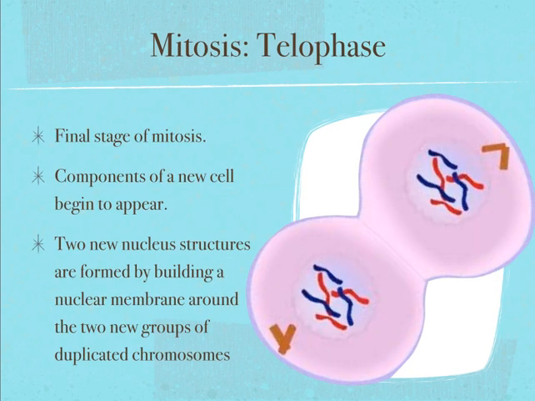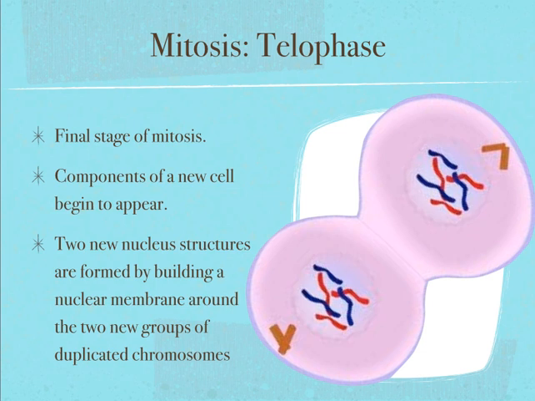Moving on to telophase. Telophase is the final stage of mitosis. This is where we start to see components of a new cell begin to appear. So we start to see all those little organelles, we start to see all the little functions of a cell, and we start to see two new nuclei start to appear. So this nuclear membrane forms around this side as well as this side. We basically have a Siamese twin type cell. So there is no cell division yet. This is just the last phase in mitosis.